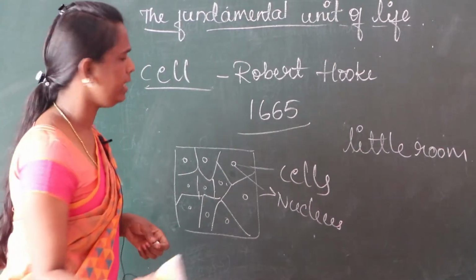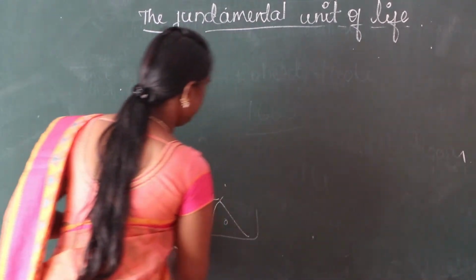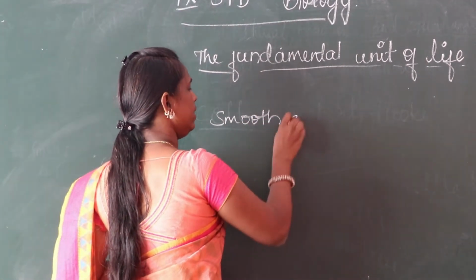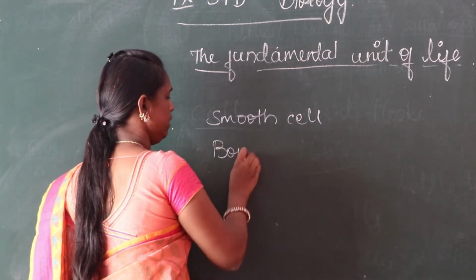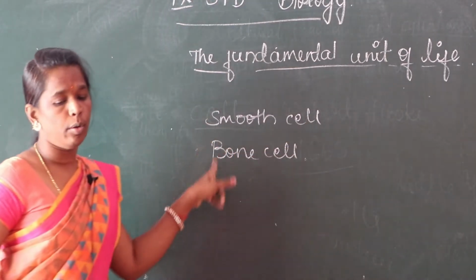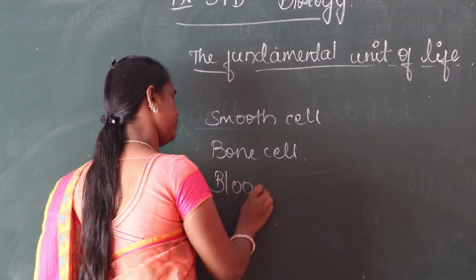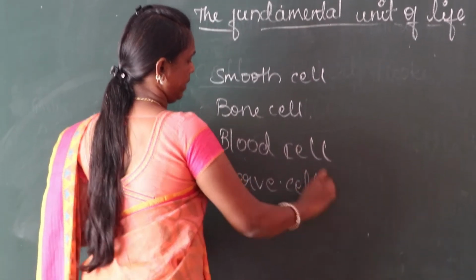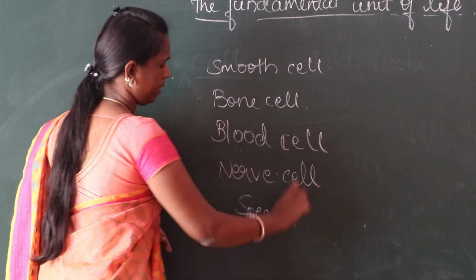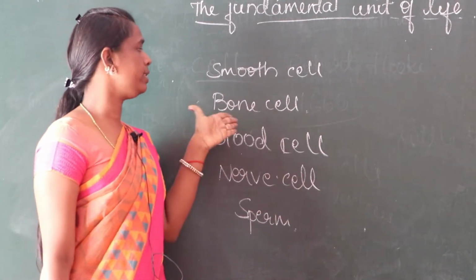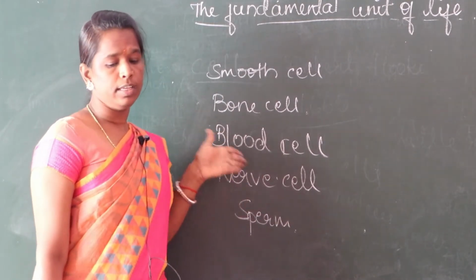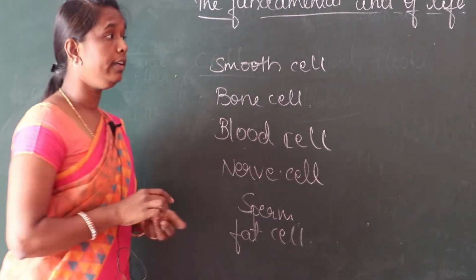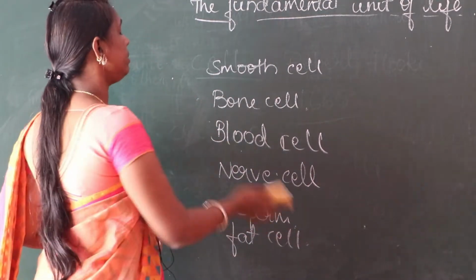Many types of cells are there. Some types are smooth cell, bone cell, blood cell, nerve cell, sperm, and also fat cell. These are some types of cells.